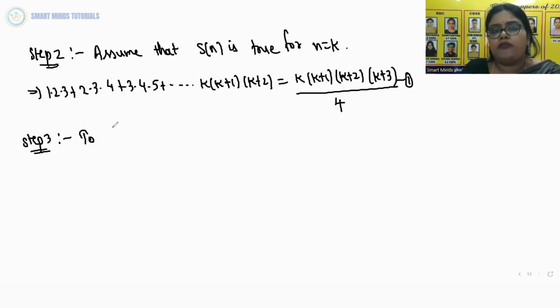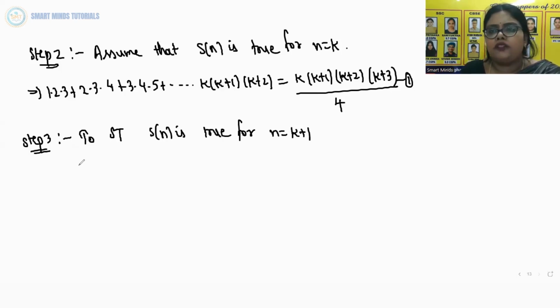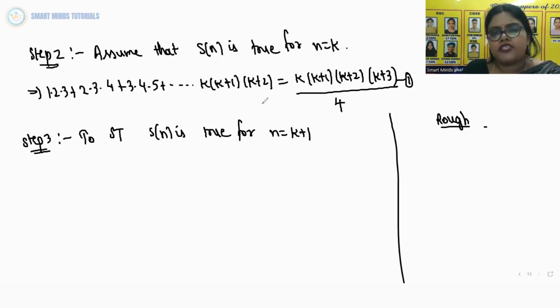In step 3 you have to show that S of n is true for n is equal to k plus 1. So which means we have to add k plus 1th term on both sides. How to find k plus 1th term? So you have to take a rough column here. In this rough, you first write down the nth term. What is nth term? n into n plus 1 into n plus 2. Now wherever you have n, you put k plus 1. Put n is equal to k plus 1.